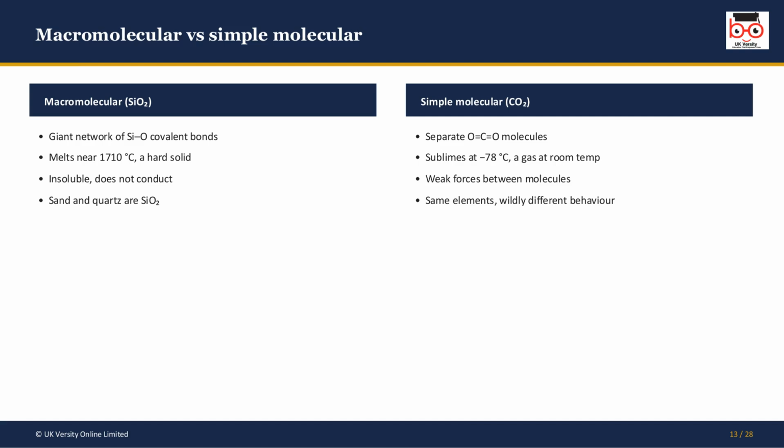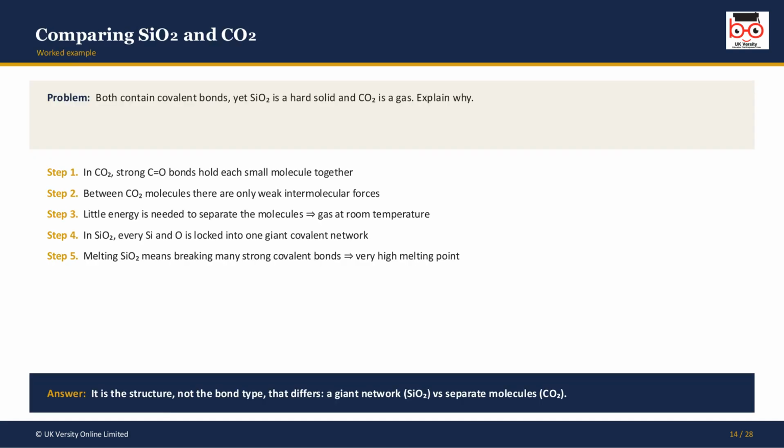Let's contrast these two directly using silicon dioxide and carbon dioxide. Silicon dioxide is a giant network of silicon-oxygen covalent bonds. It melts near 1710 degrees. It's a hard solid, insoluble, and non-conducting, and it's what sand and quartz are made of. Carbon dioxide is separate O=C=O molecules. It sublimes at -78 degrees and is a gas at room temperature, with only weak forces between the molecules. Same kind of bond, but wildly different behavior, all down to the structure. Let's work that comparison through.